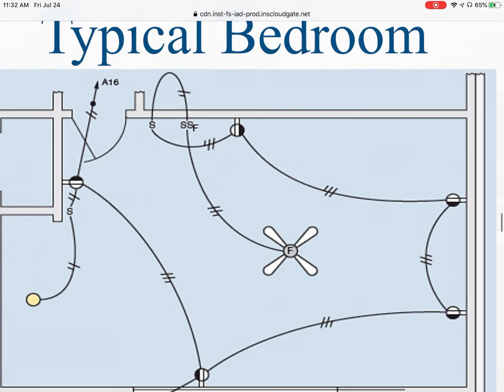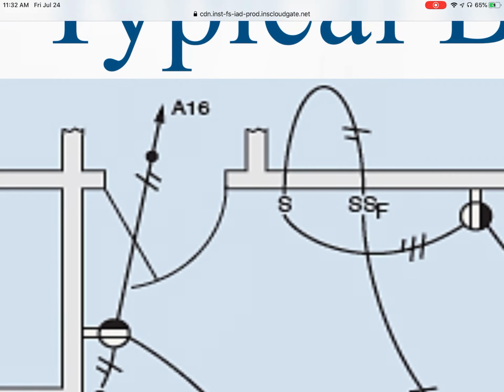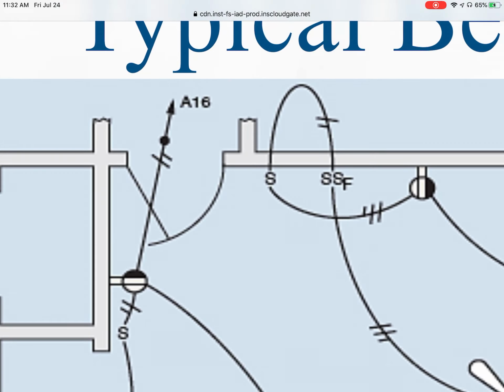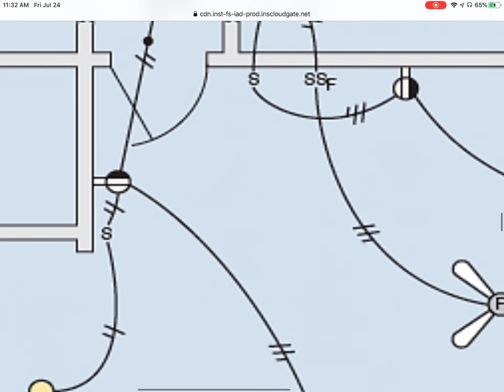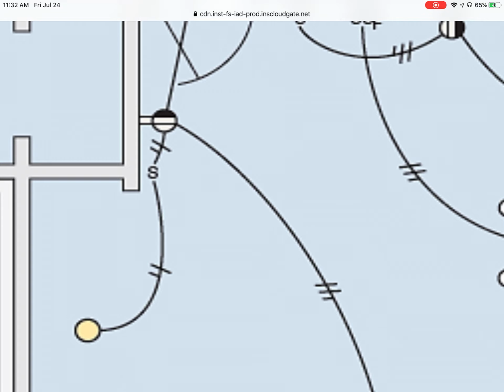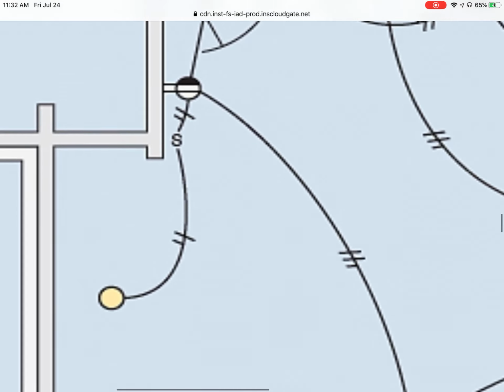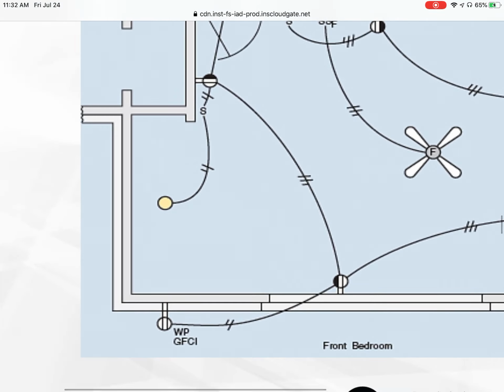So let's just take a look. See this here, guys? This is the home run going back to the panel. This is A16. So that would be the A phase, and that would be breaker 16. We got a 2-wire coming into our first receptacle, and coming out of that receptacle to a single pole switch and then up to a light. And then also coming out of this receptacle, we're hitting another receptacle. Also, we're hitting a weatherproof GFCI outside, right? That's on the outside of the house.